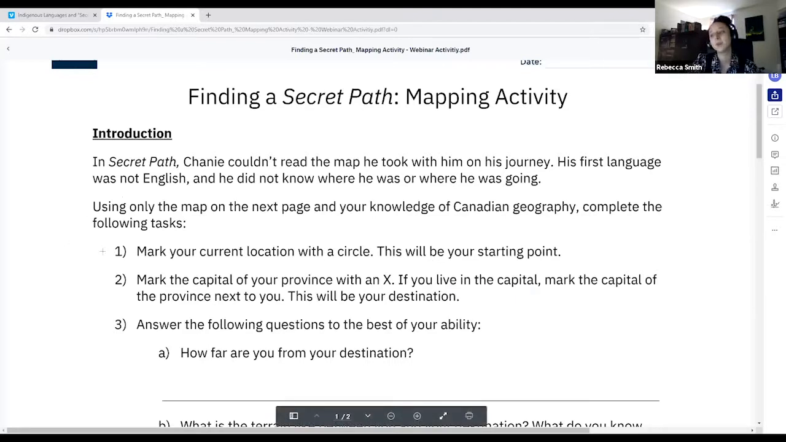So you'll see number one says to mark your current location with a circle. We're not going to be able to do that right now. I'm going to ask you to imagine where your current location would be. The next one is the same thing. I'm going to ask you to imagine where the capital of your province would be.